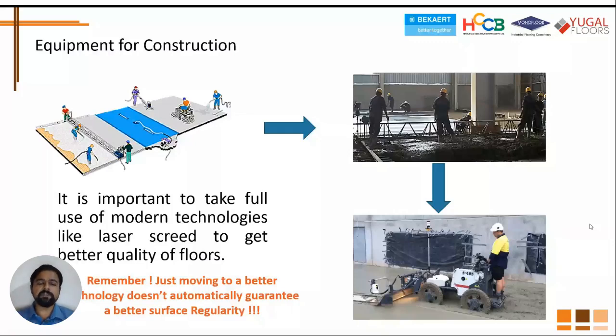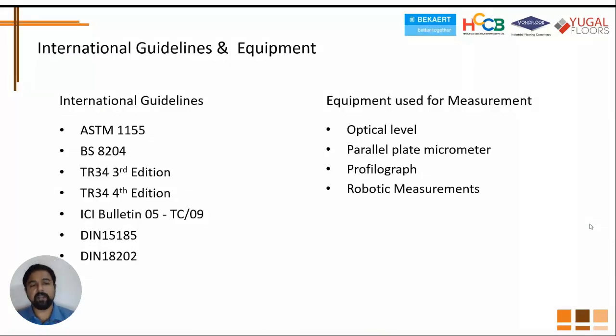Just to give a gist of the different international guidelines that talk about surface regularity, the important ones are TR34, of course, ASTM E1155, and the other one, ICI TC9, which is the Indian Concrete Guidelines document that we have published recently. The equipment used for measurements are, of course, the optical level and the inclinometers, which is the profilographs.